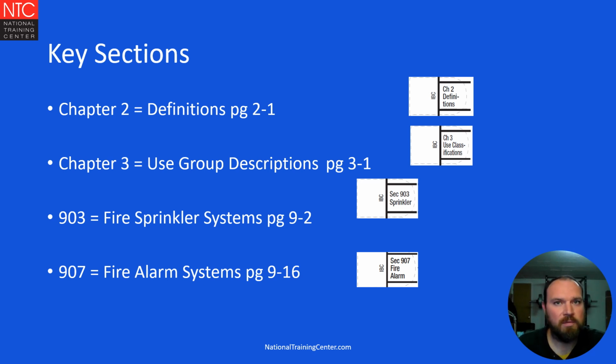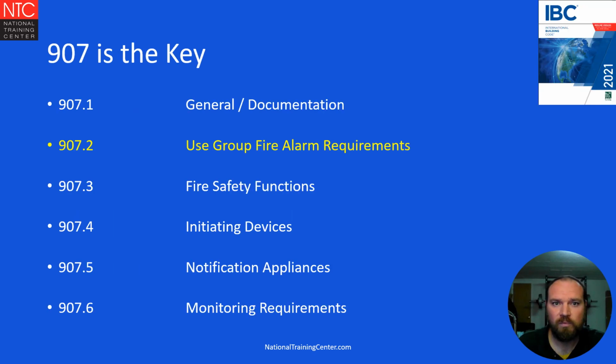Chapter 2, definitions: anything italicized in the IBC, Chapter 2 has a definition. Chapter 3 gives us a better understanding of each of the different use groups and examples of buildings that fall into those use groups. 903 is going to be your sprinkler requirements, which brings us to the fire alarm system section. It's about 10 pages in the form of 907.